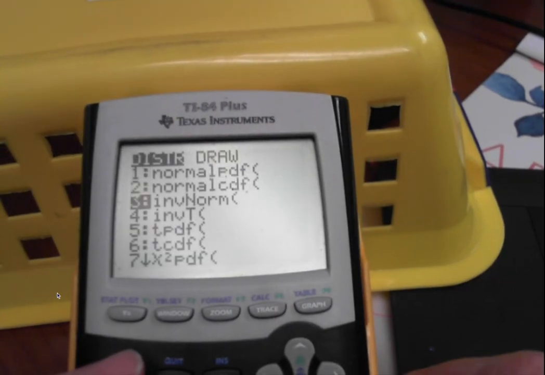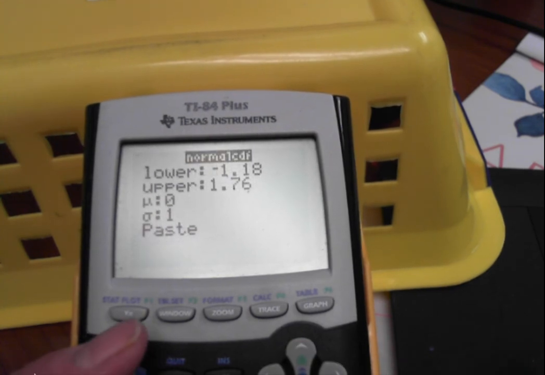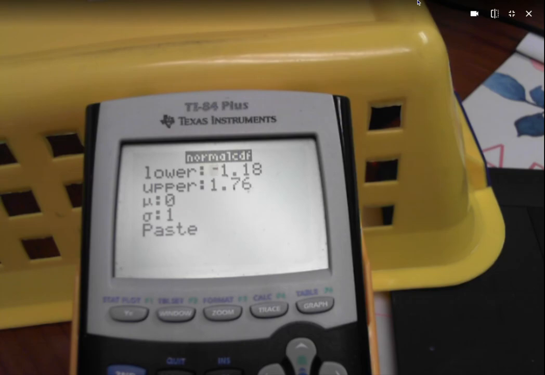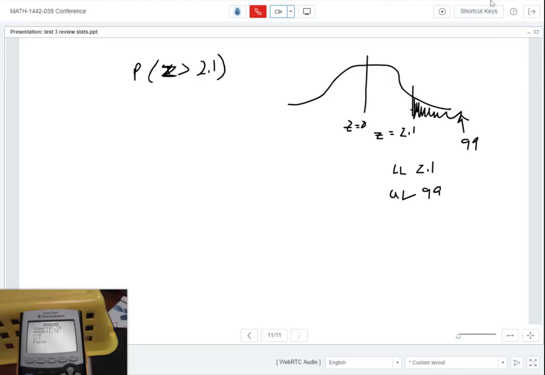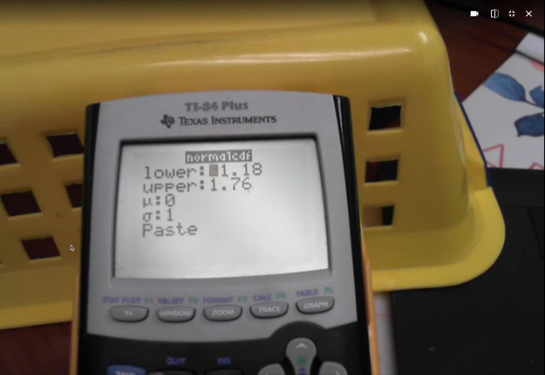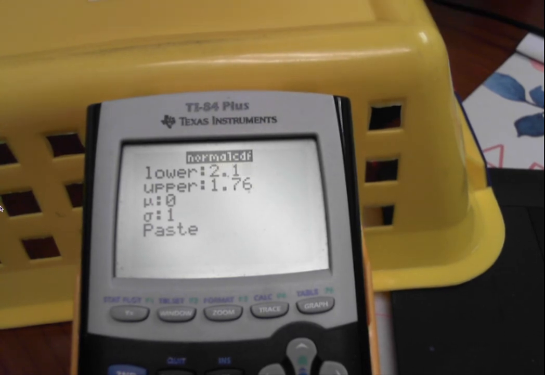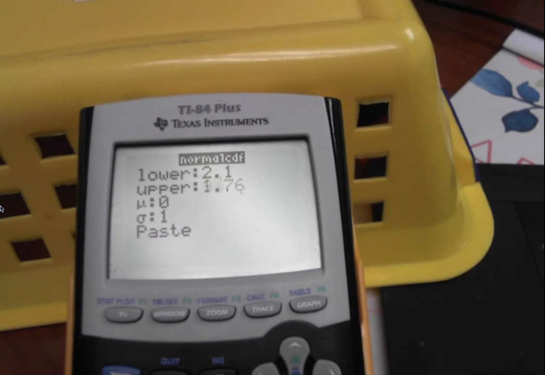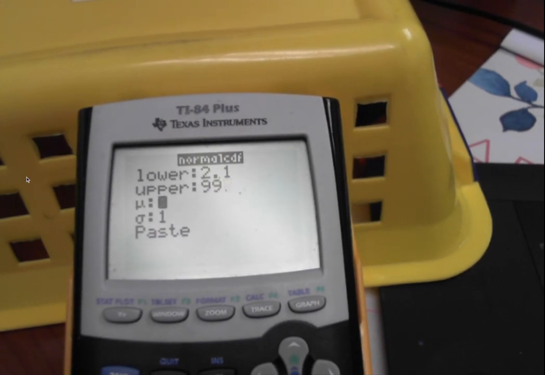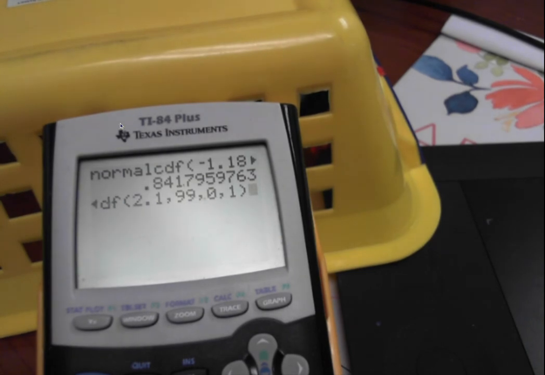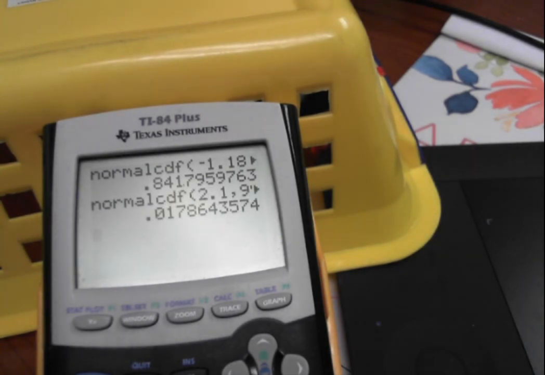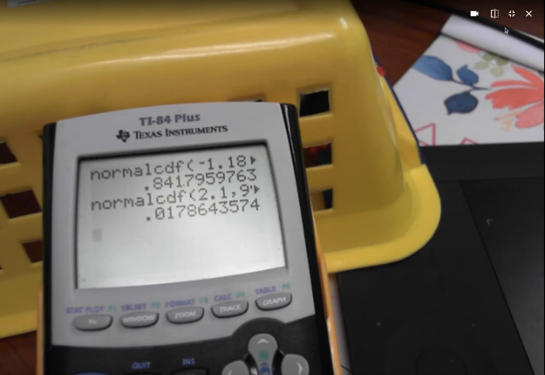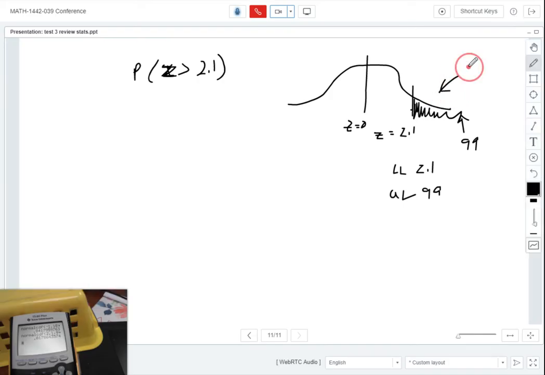Second vars, number 2. Uh-oh, what happened there? Let's see, 2.1 and 99. And it tells us the area, once you hit enter, 0.0179. The area under that curve is 0.0179. Do you see how they're asking it?